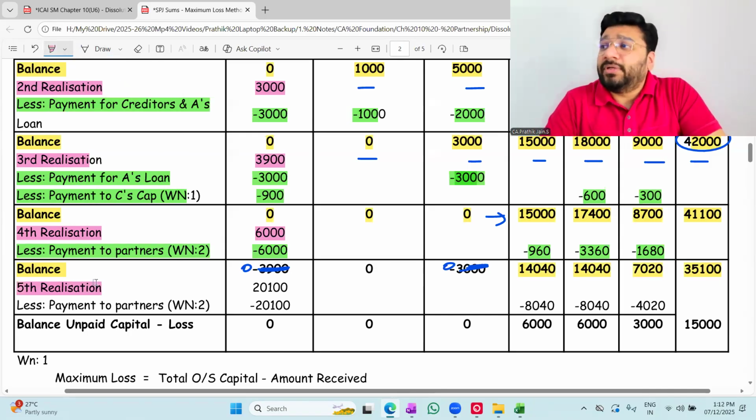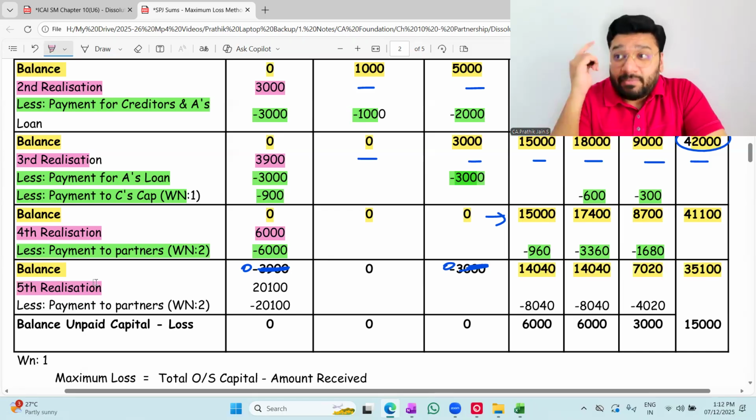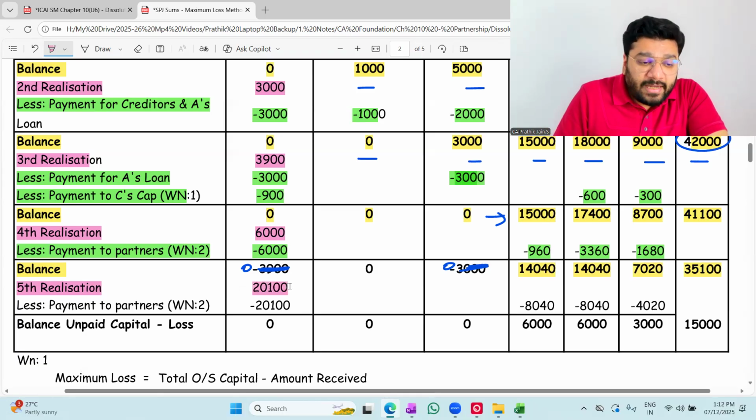Had the question just told you realization 20,000, then what do you have to do? Remember that this 100 rupee saving you have to add back here. In this question, they have been lucky enough that they've added and given. So realize 20,100.